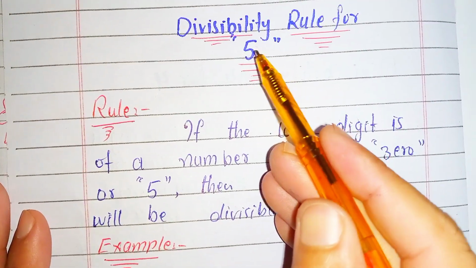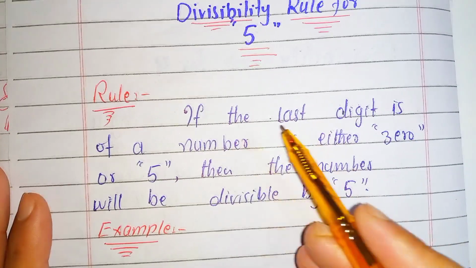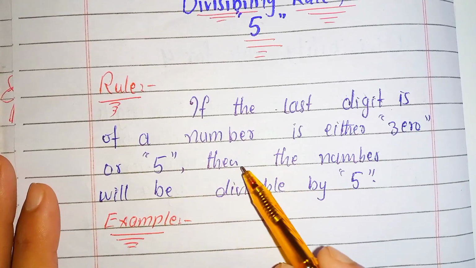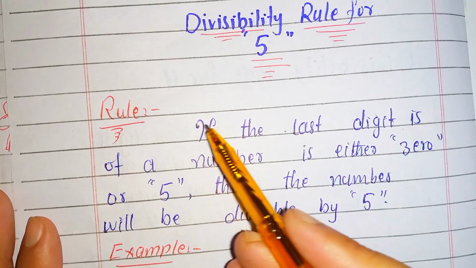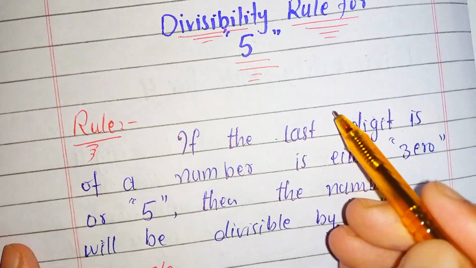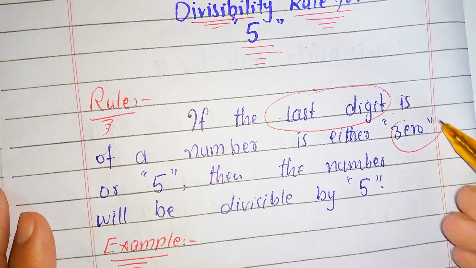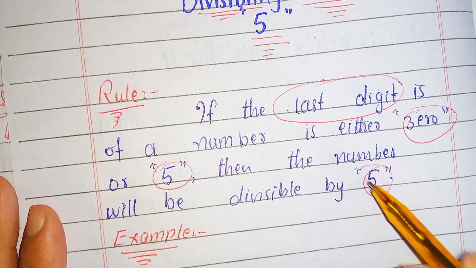Now we are discussing the divisibility rule for 5. According to this rule, if the last digit of a number is either 0 or 5, then the number will be divisible by 5.